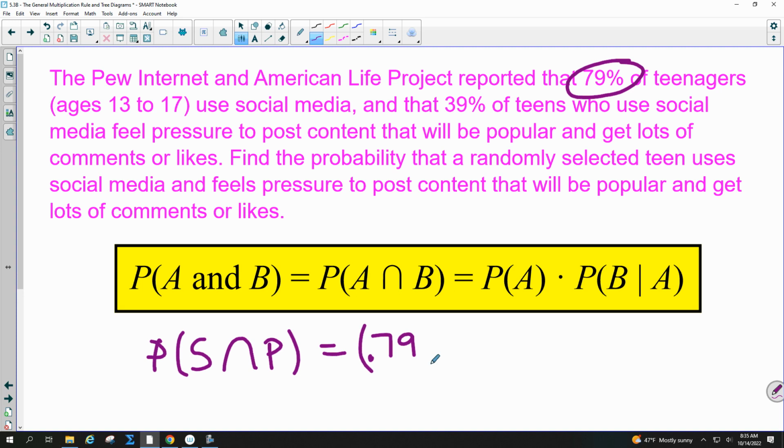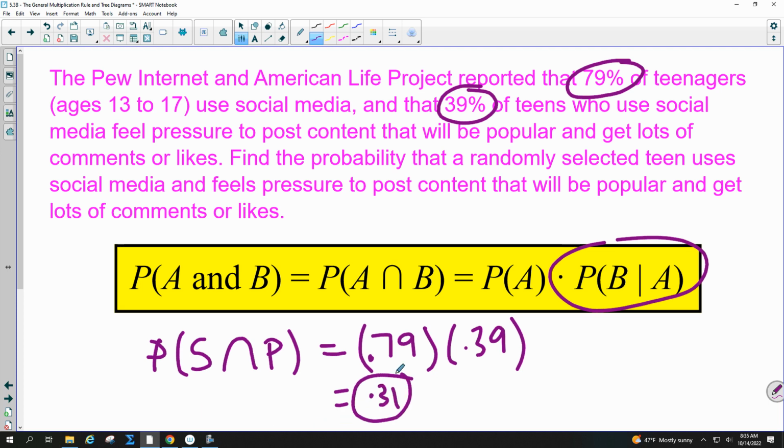79% use social media. And this 39% is the conditional probability. It says 39% of teens who use social media feel pressure. Given that they use social media, they feel pressure. That's just what we plug in for that. It is the conditional probability. So we literally multiply those together to get our answer, 31%. So that's the probability that teens use social media and feel pressure to post popular content.